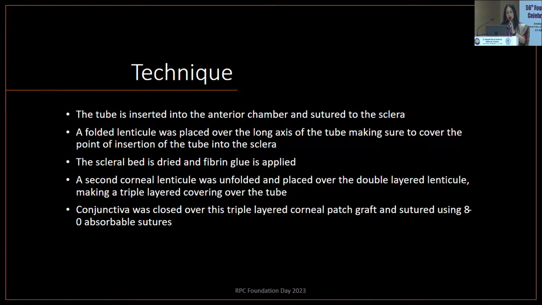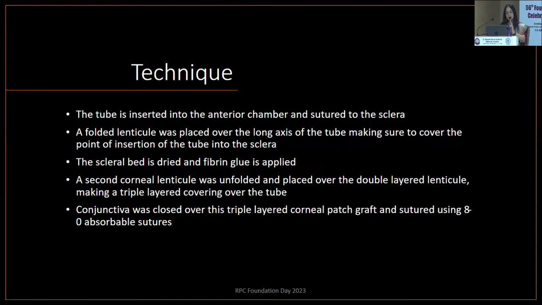So what we did was the tube was inserted into the anterior chamber and sutured to the sclera. Then a folded lenticule was placed over the long axis of the tube, making sure to cover the point of insertion of the tube into the sclera. The scleral bed was then dried and fibrin glue was applied. And we put a second corneal lenticule on top of that. So it was 3 layers which were covering that particular tube.